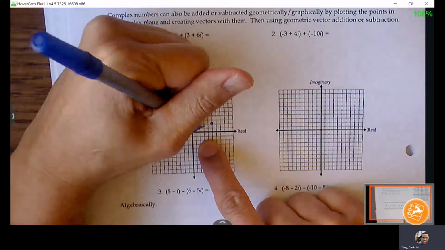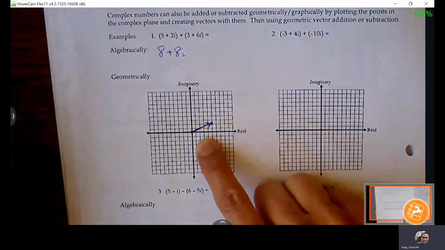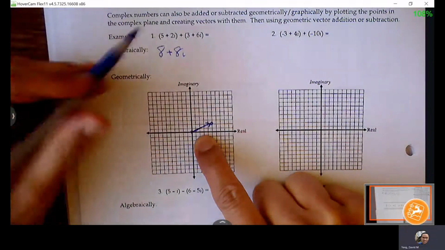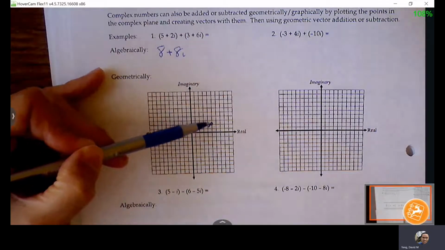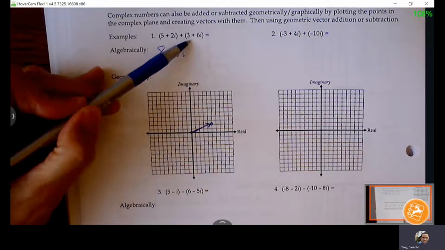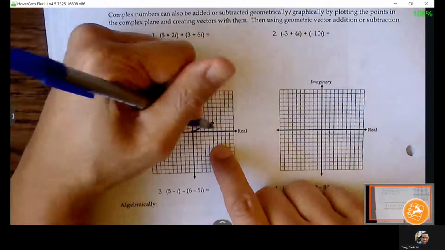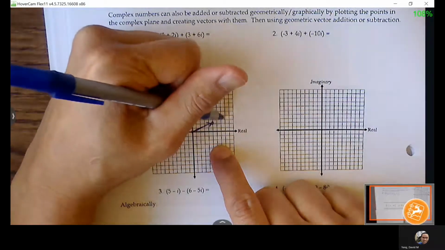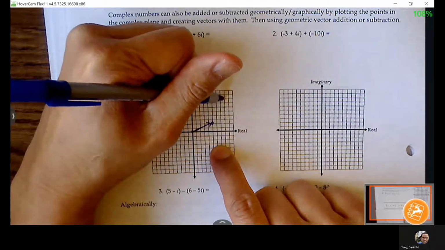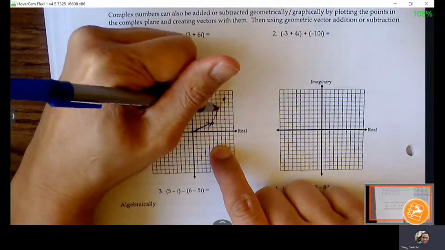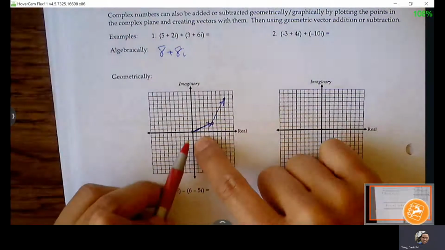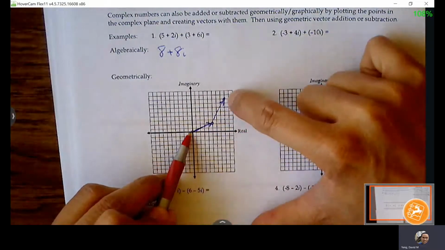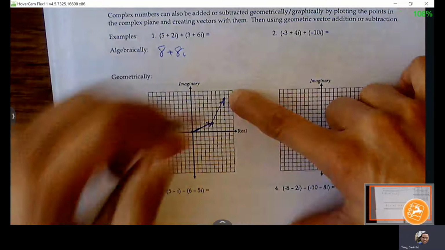Okay, create your vector there. We can call this vector 1. Now vector 2, we're going to pick up where we left off, and we're going to go 3 units right and 6 units up. When we add the two vectors together, we're essentially creating the resultant vector. So the resultant vector is just going to start where we started and end at the end of the second vector.